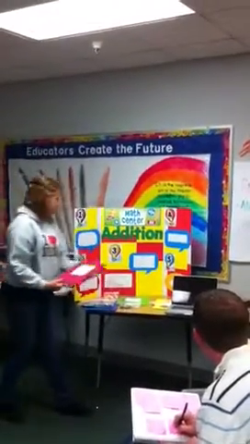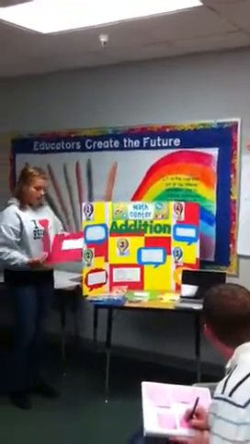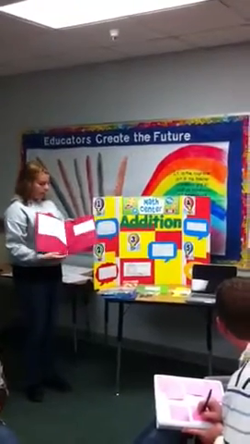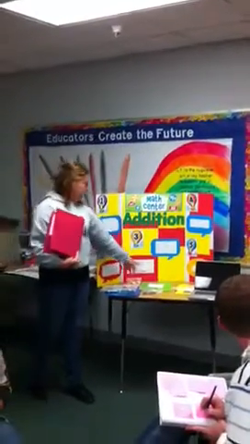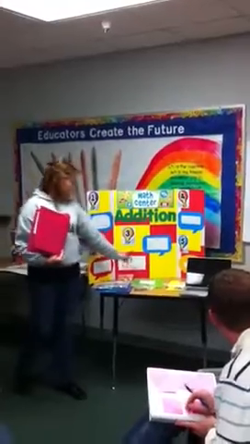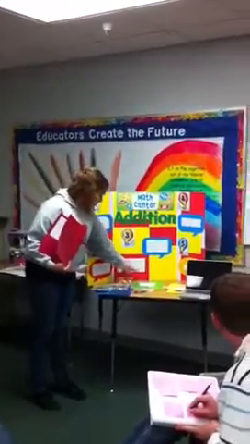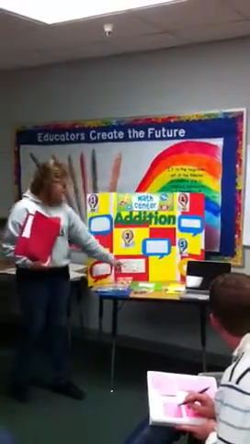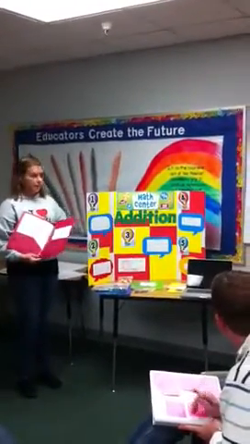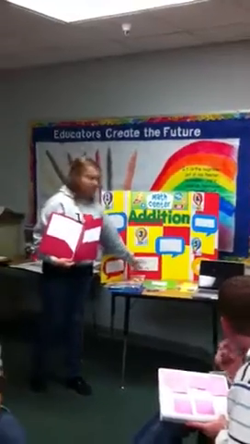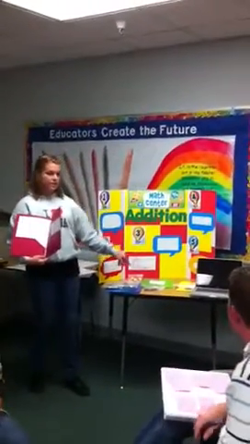My third activity is working with money, and basically each shape is given a value. The triangle's worth 1 cent, the pentagon is worth 10 cents, and the hexagon's worth 25 cents. They have to figure out what the total design is worth.